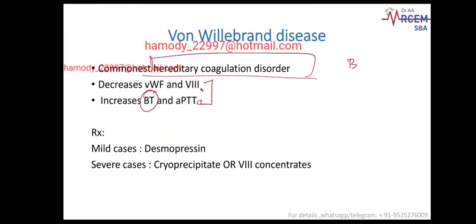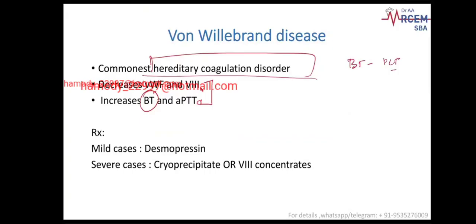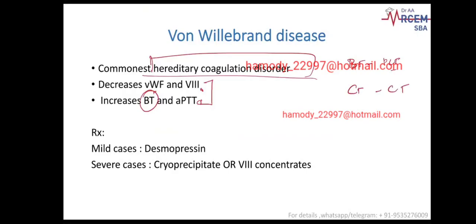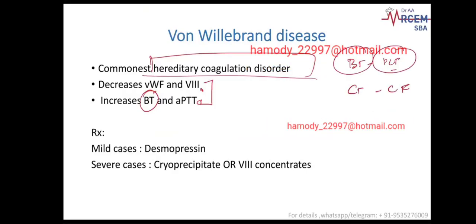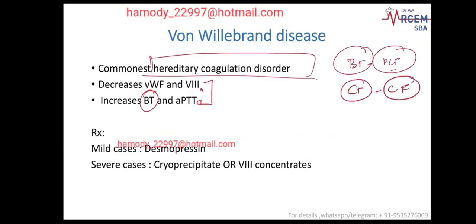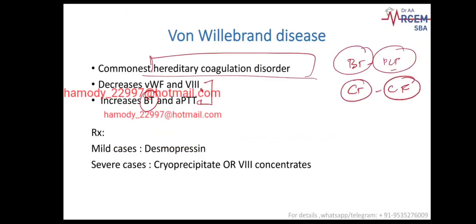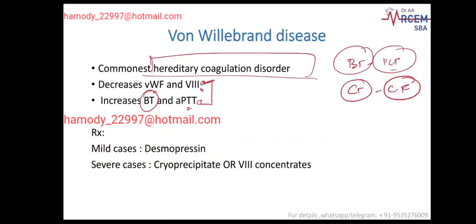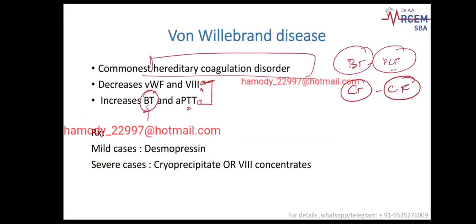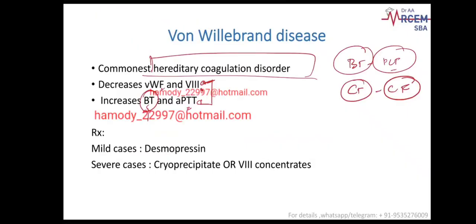So remember, bleeding time depends on platelet aggregation, and platelets basically stop the initial bleeding. Clot formation requires clotting factors. So bleeding time prolonged is basically platelets. Clotting time is about the clotting factors. Here, APTT is prolonged because of the deficiency of factor 8. Here, bleeding time is prolonged because of the deficiency of von Willebrand factor.